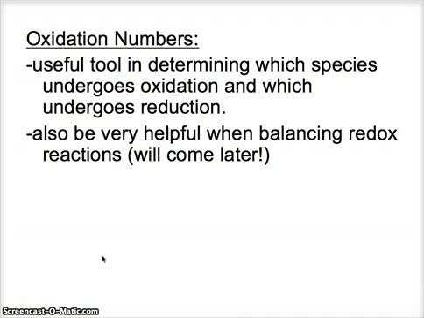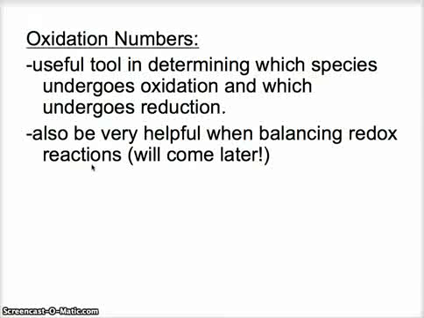How do we know which one becomes oxidized and which one becomes reduced? A useful tool for this is oxidation numbers. This will come in real handy when we start balancing redox reactions, and that'll happen later on in the unit. Oxidation numbers are essentially fictitious numbers that we apply to elements in order to figure out if it's going to become oxidized or reduced.